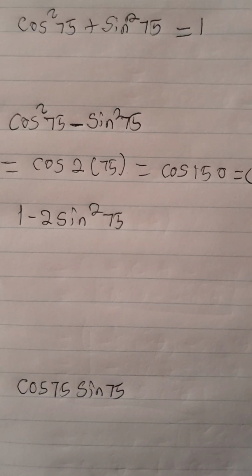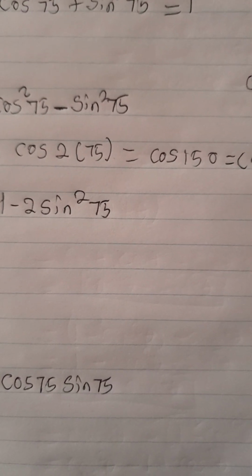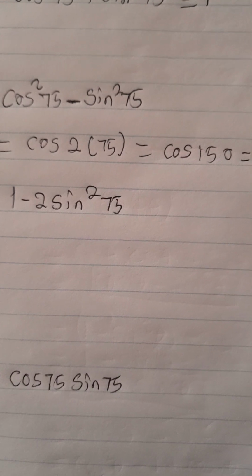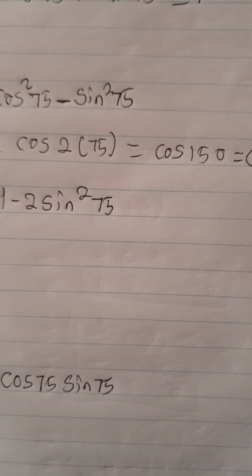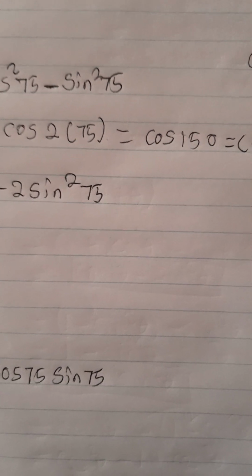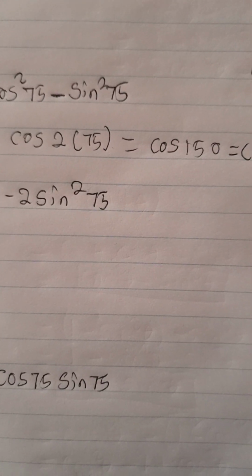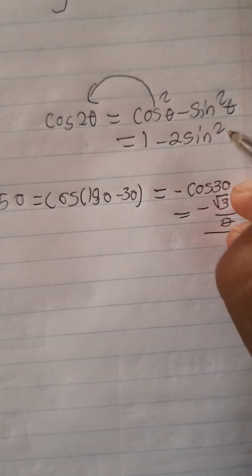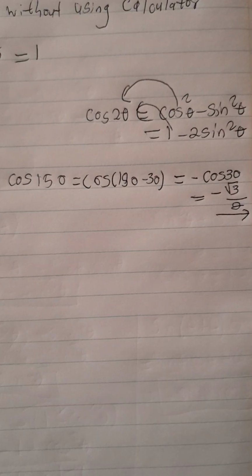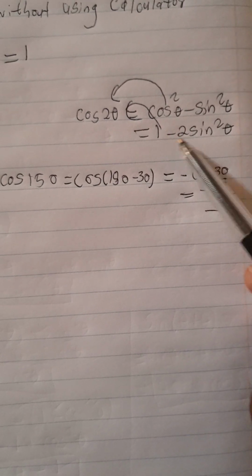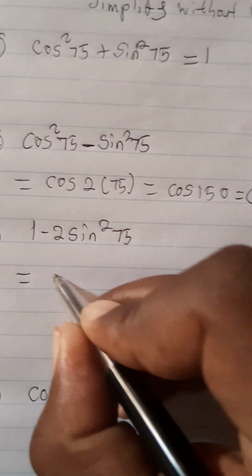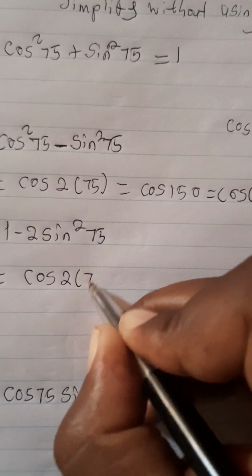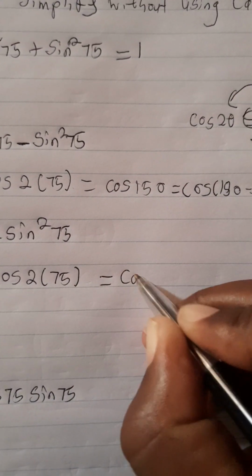For the second identity, we're given 1 minus sine squared 75. Are we using a double angle of sine or cos? Some may say we're using a double angle of sine. No, it's for cos. Why? It falls under cos 2 theta, which is 1 minus 2 sine squared theta. So 1 minus 2 sine squared 75 will be cos 2 times 75, which will give you cos 150.